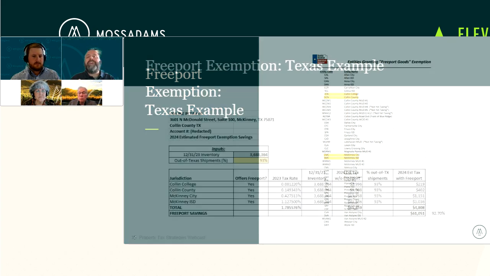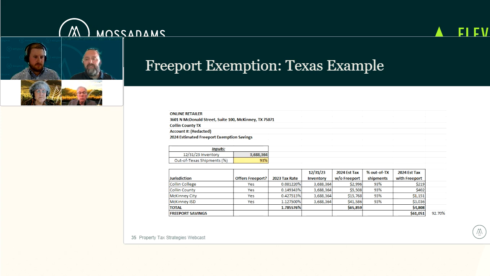So let's get down to the numbers and run some math, if you will. This particular taxpayer had about $3.7 million worth of inventory as of the 1/1/24 or 12/31/23 valuation assessment date. Again, as we talked about, they shipped about 93% out of the state of Texas based on their shipment records. Technically, it's 92.7%, but for this we'll say 93%. Then we have the 4 jurisdictions listed, and all 4 of them offer the Freeport exemption.